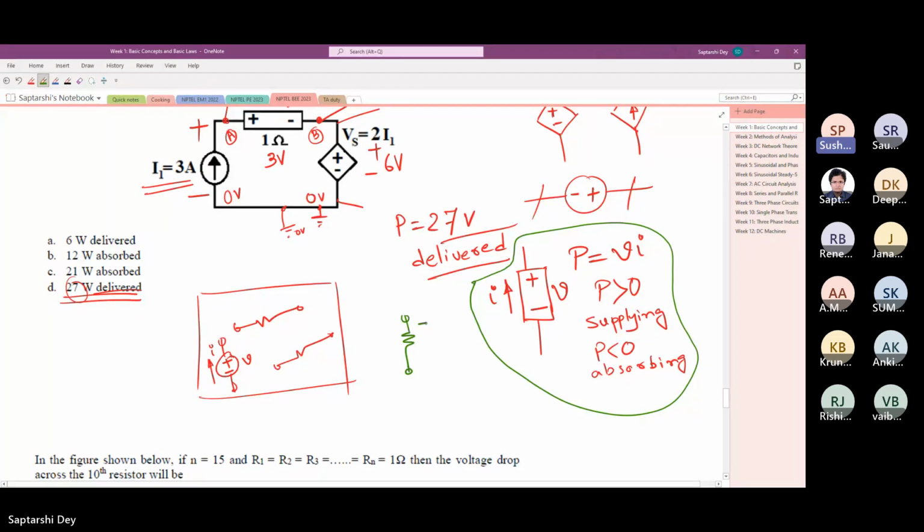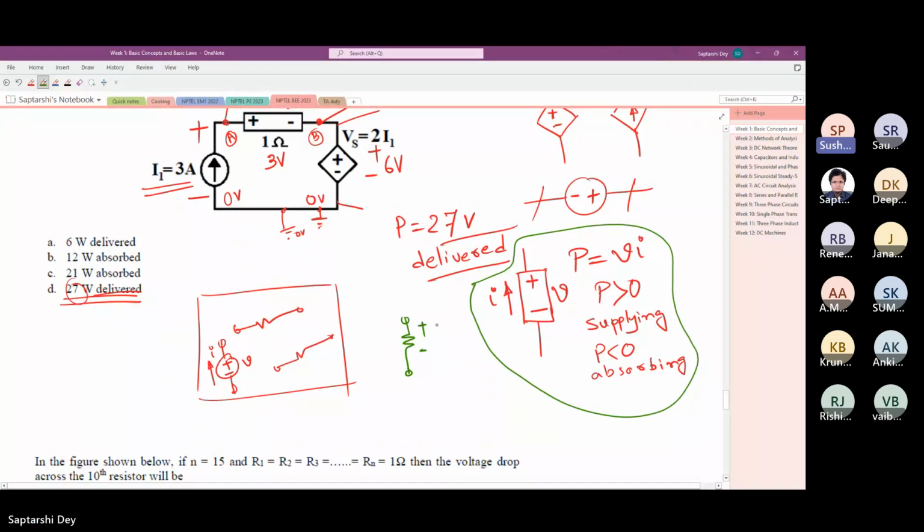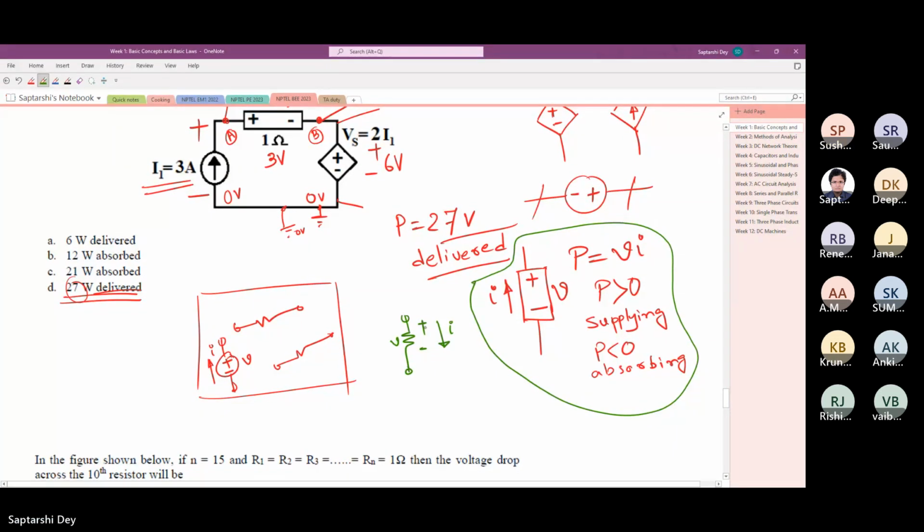And sir, if we assume the direction of the current flowing from positive terminal to negative terminal, then this thing changes. Then we have to say P greater than 0 is absorbing, P less than 0 is supplying. Simple. Okay, sir.